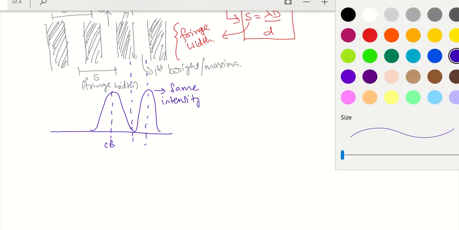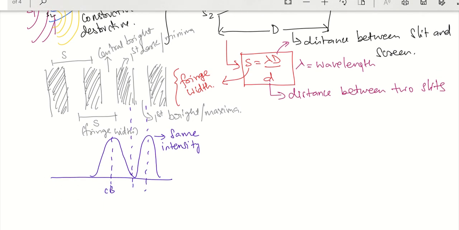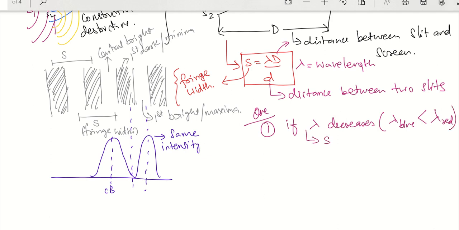Now let us go back to again understanding of that. So lambda is wavelength as usual. D I already told you is the distance between slit and screen, and d is the distance between two slits, right? So some simple logic questions are like, one, if lambda decreases, like say lambda of blue is less than lambda of red, right? Then what happens? Your S is proportional to lambda. Hence, the fringe width will decrease.